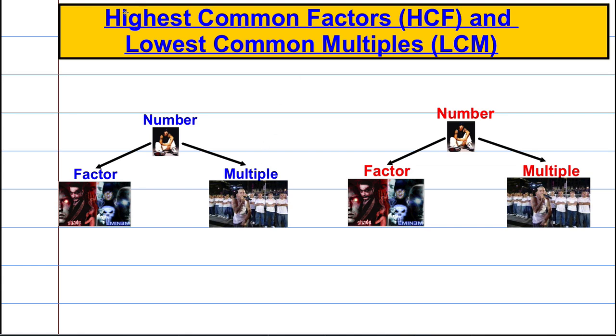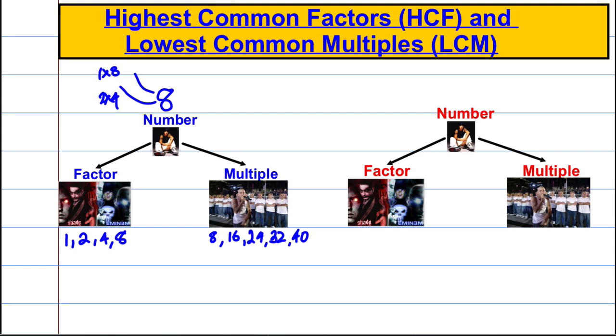So, for example, if we had the number 8, its factors, well, because you can write 8 as 1 multiplied by 8 and 2 multiplied by 4, they're the only ways, the factors are 1, 2, 4 and 8. Now we said the multiples of 8 are many of 8, so that would be 8, 2 8s is 16, 3 8s is 24, 4 8s is 32, 5 8s is 40, etc.